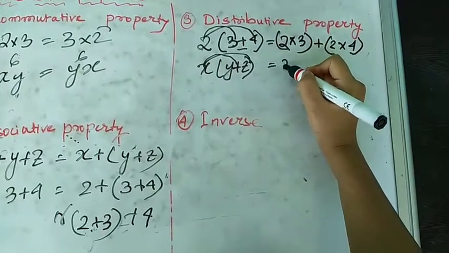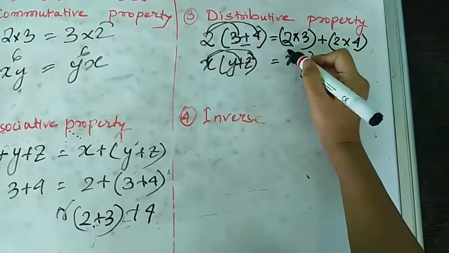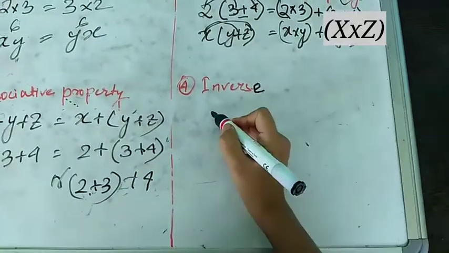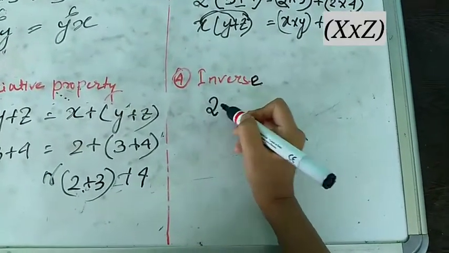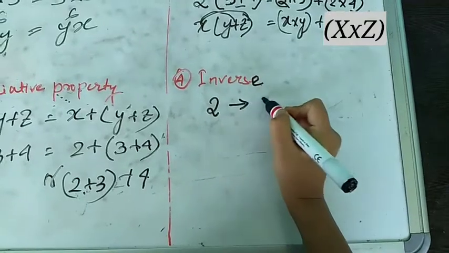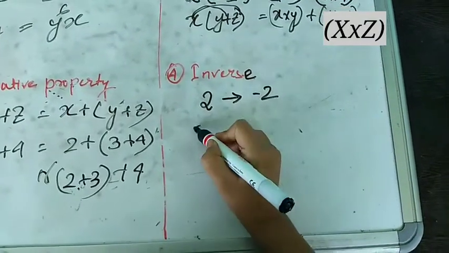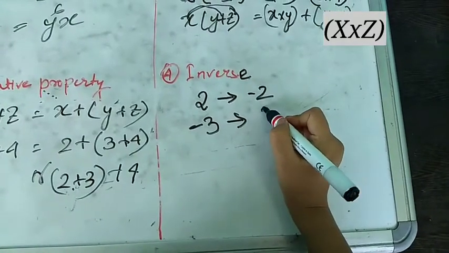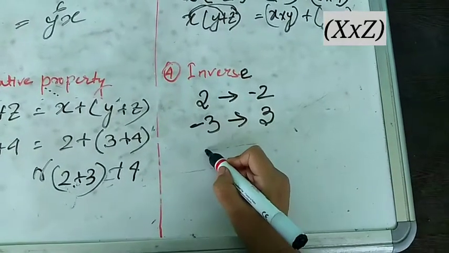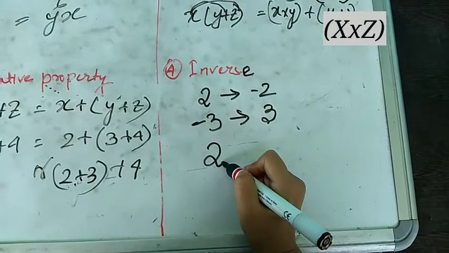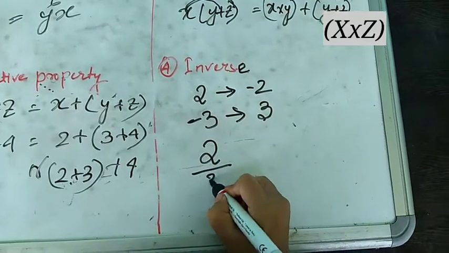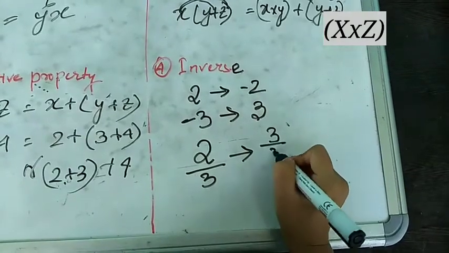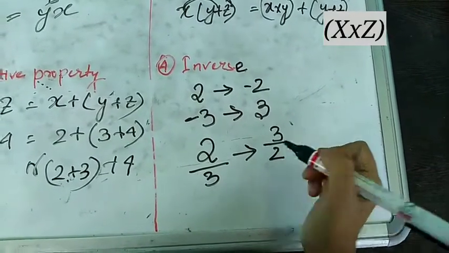So, we can write this as x into y within a bracket plus x into z. Next comes the inverse. The inverse of 2 is minus 2. The inverse of minus 3 is 3. And the inverse of 2 by 3 is 3 by 2. So basically in an inverse, the sign changes.